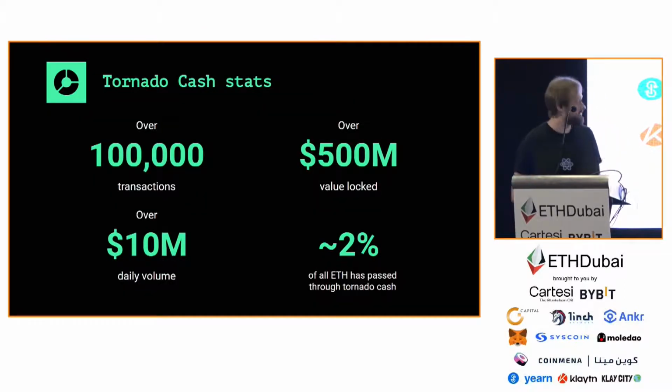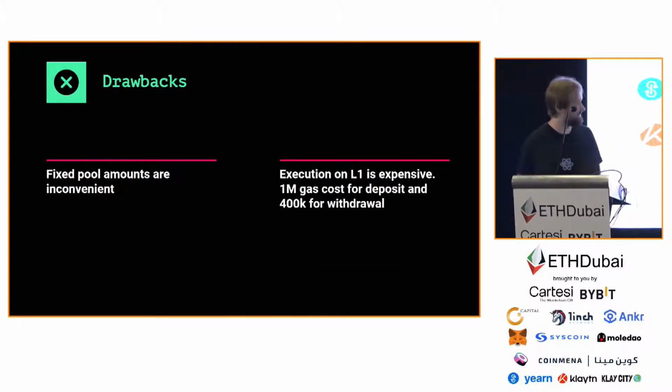So the current Tornado Cash stats: it has 500 million in TVL, and 2% of all existing Ether has already passed through Tornado Cash smart contracts. It has volume of around $5 billion a year, and plenty of transactions. So, a pretty good anonymity set. It also has some drawbacks.